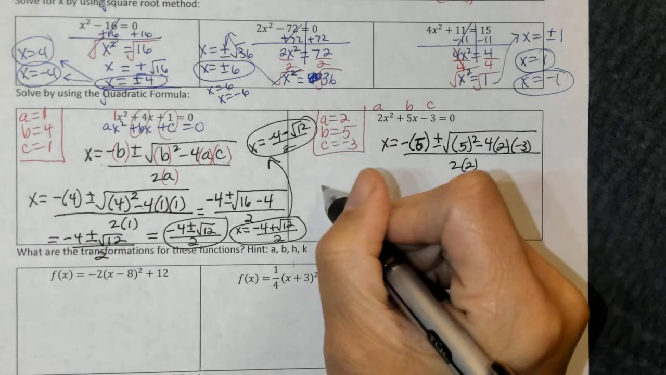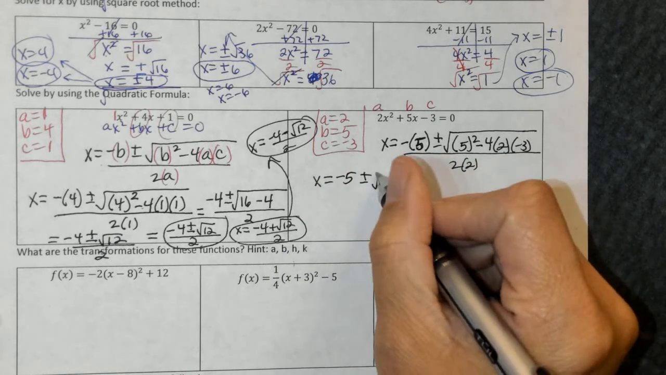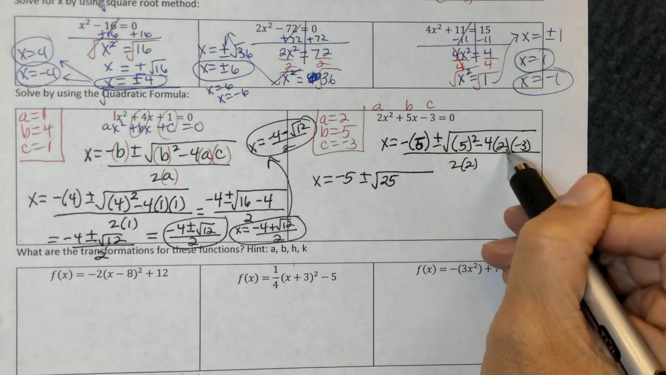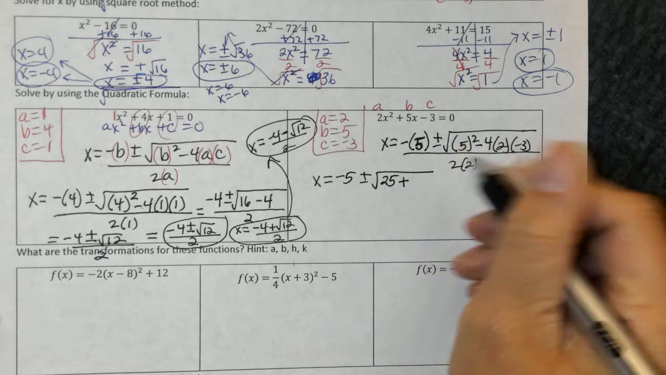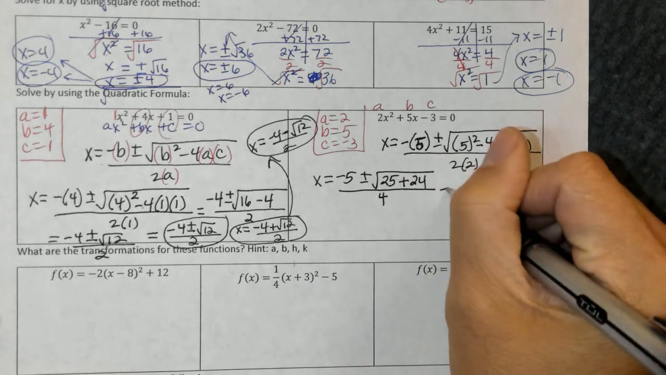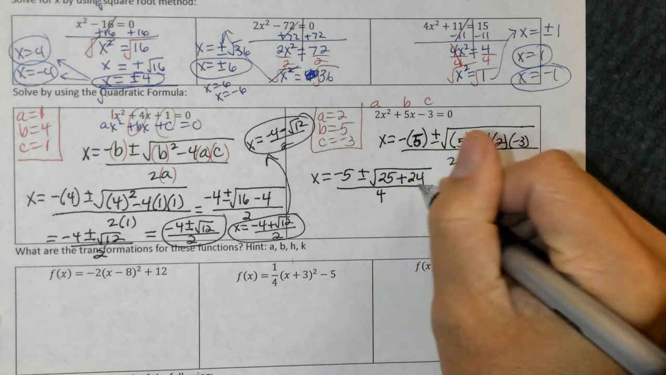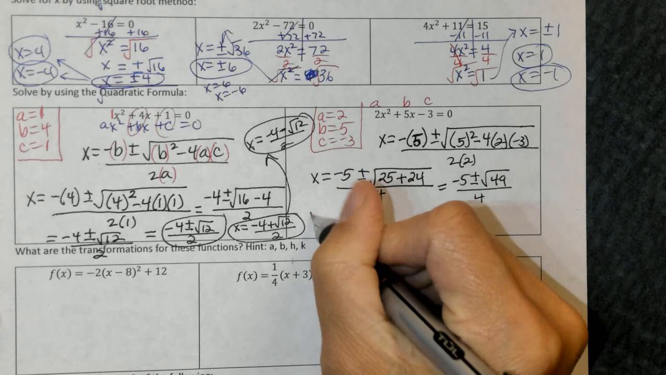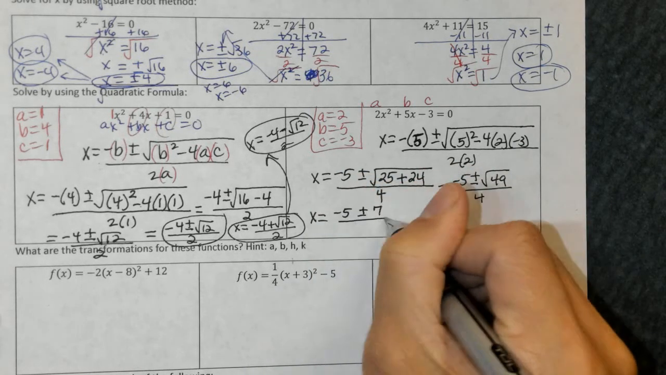So here we go. X equals, this is negative 5 plus or minus square root. 5 squared is 25. Guys, this is negative 4 times 2 is negative 8 times negative 3 is a positive 24. And the whole thing is divided by 2 times 2 is 4. Alright, we still need to finish the inside of the square root. So negative 5 plus and minus the square root. 25 plus 24 is 49. All over 4. Still need to simplify that. X equals negative 5 plus or minus square root of 49 is 7 over 4.